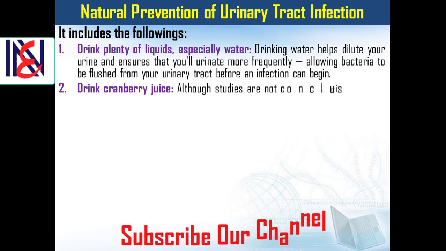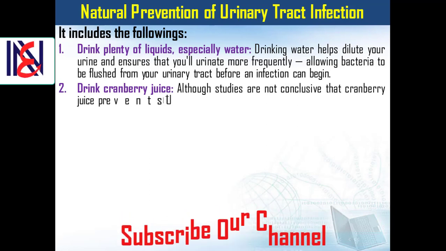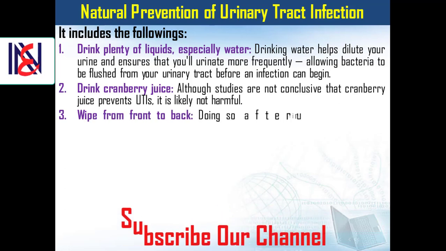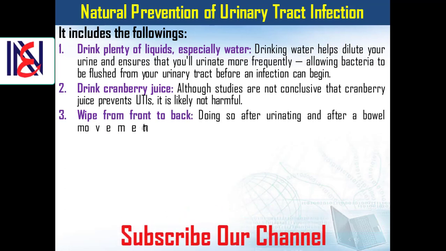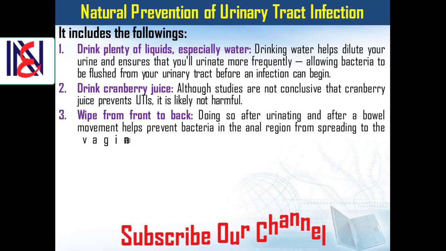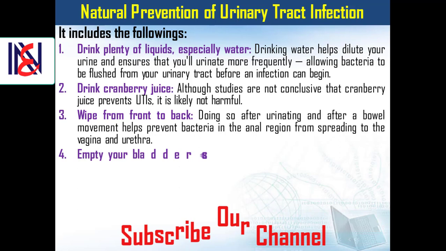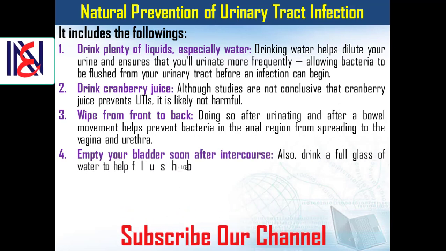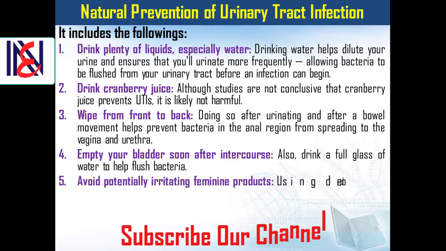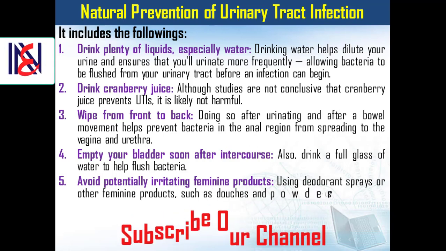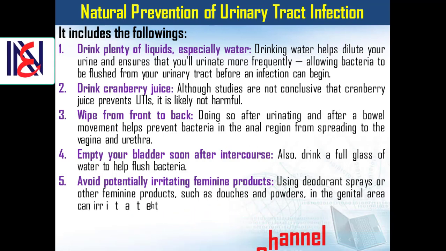2. Drink cranberry juice. Although studies are not conclusive that cranberry juice prevents urinary tract infections, it is likely not harmful. 3. Wipe from front to back. Doing so after urinating and after a bowel movement helps prevent bacteria in the anal region from spreading to the vagina and urethra. 4. Empty your bladder soon after intercourse. Also, drink a full glass of water to help flush bacteria.